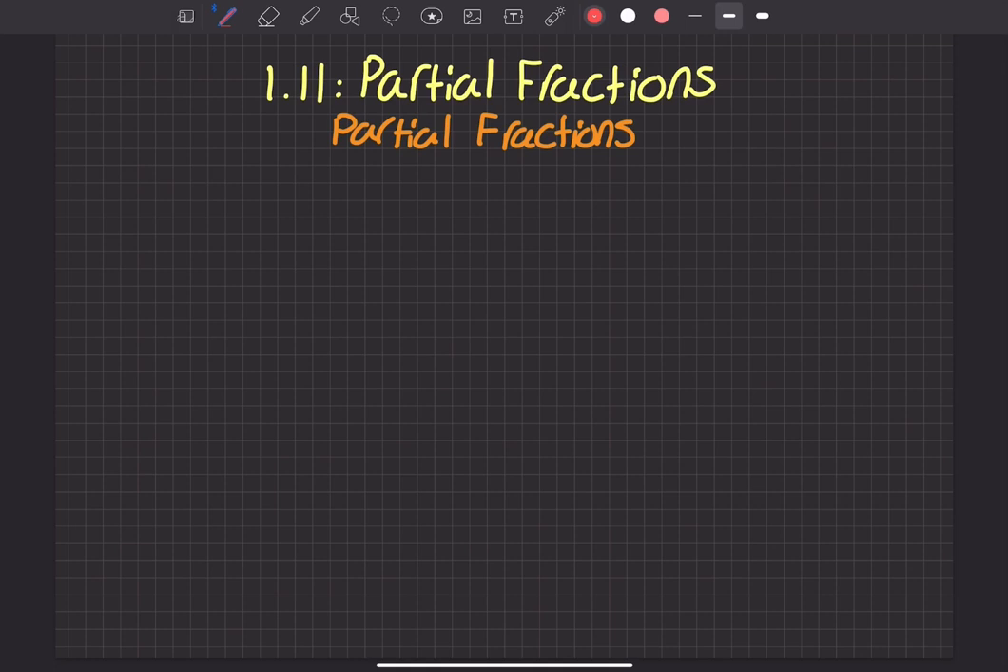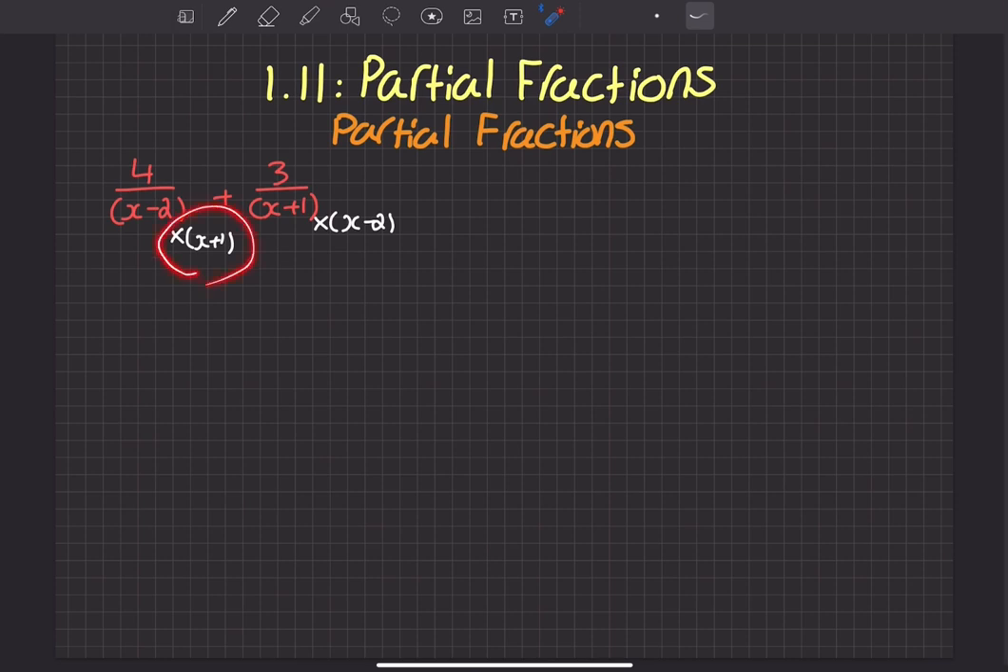Now let's say we had 4 over x minus 2 plus, let's say, 3 over x plus 1, right? Now, how do we combine them into one big fraction? The way we do this is we'd multiply the bottom by x plus 1 here, and multiply here by x minus 2, so that the denominators of both would be the same. And whatever we do to the bottom, we must also do to the top, right? So here we multiply by x plus 1, and here we multiply by x minus 2.